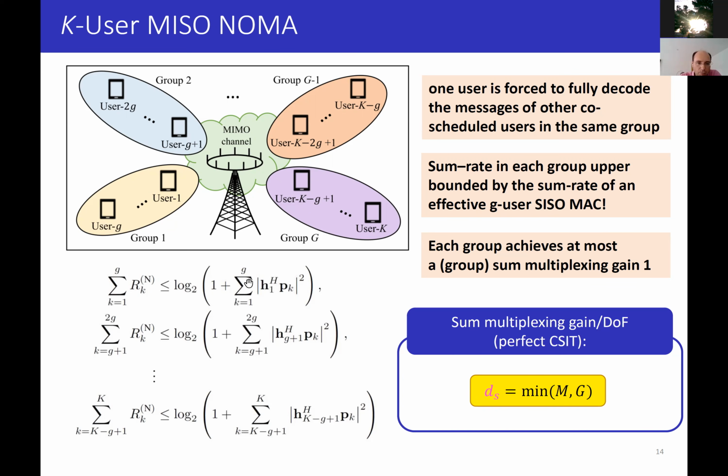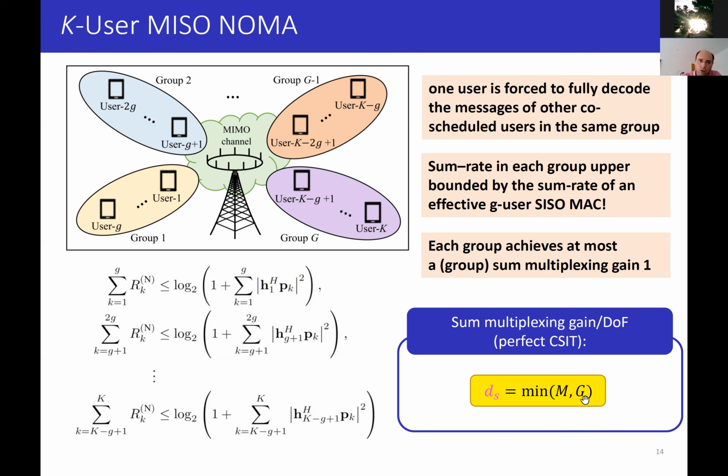And so if you think about that, that means actually the sum DOF of this group will be at most 1. The sum DOF of another group will be at most 1. And if you have G groups, you can expect that the sum DOF will be at most G. And that's the reason why the sum DOF will be equal to the minimum between the number of transmit antennas and the number of groups. So if you have only one group, your sum rate will just increase as log2 SNR, despite the fact that you may have many antennas at the transmitter.